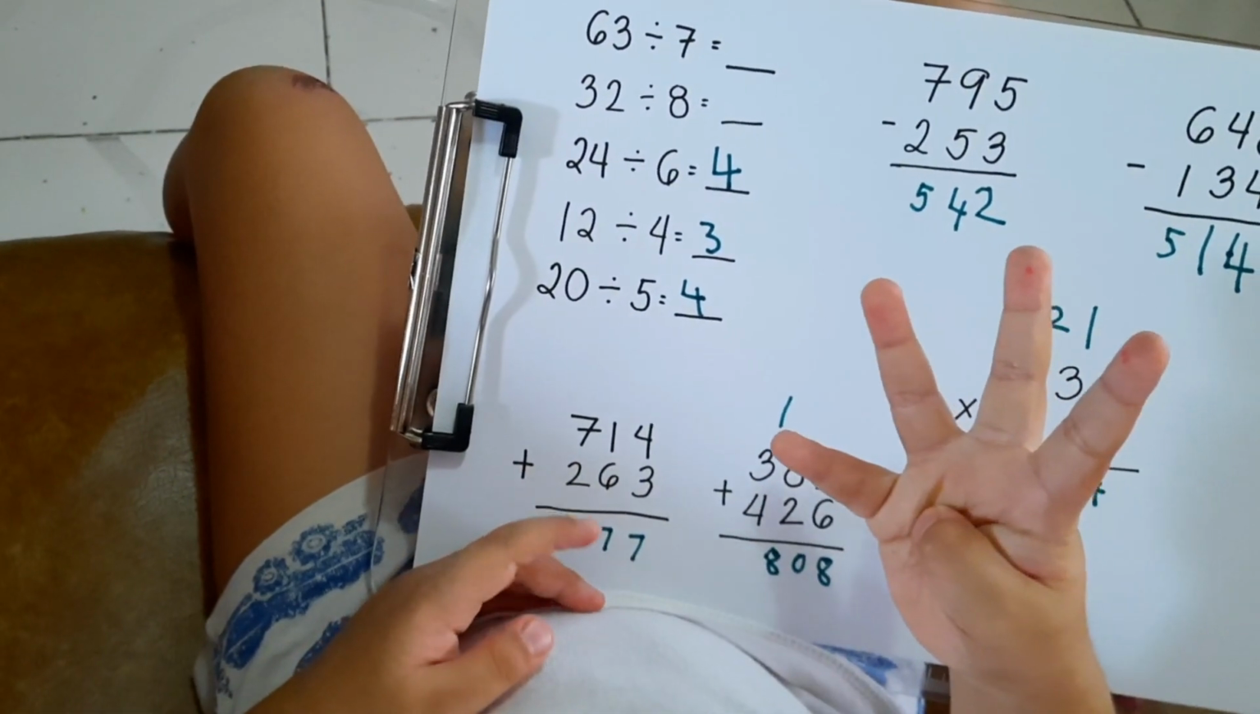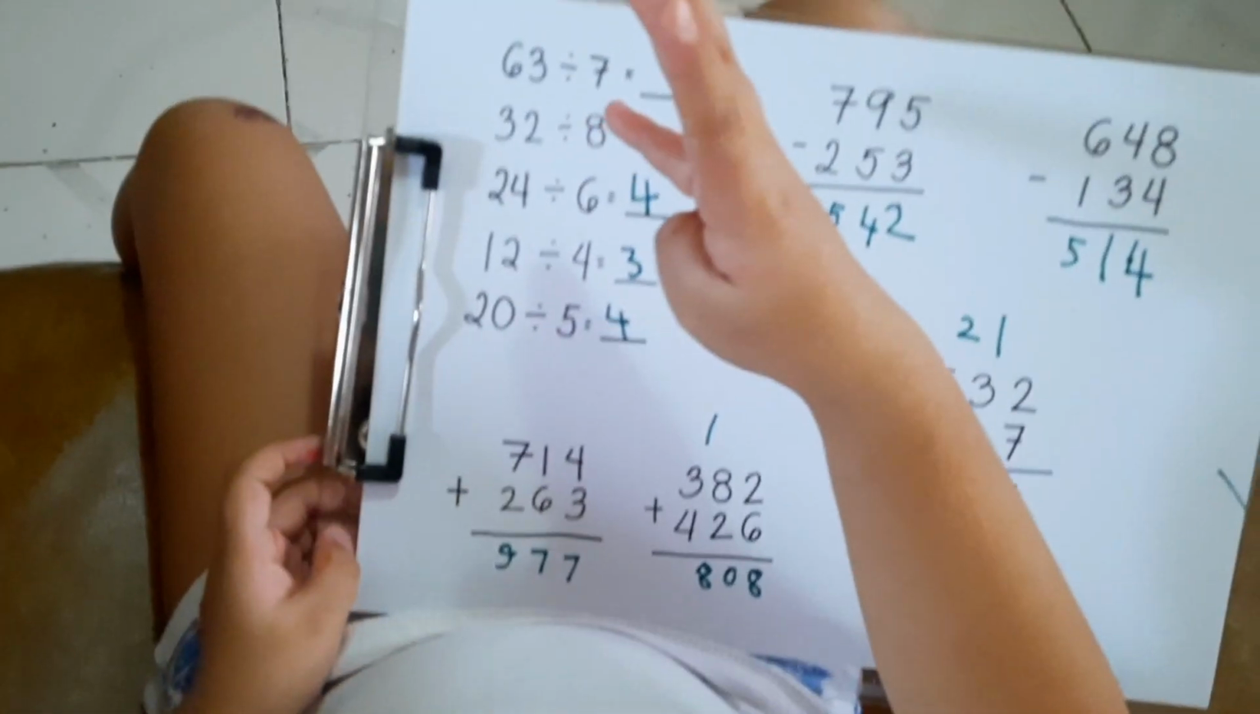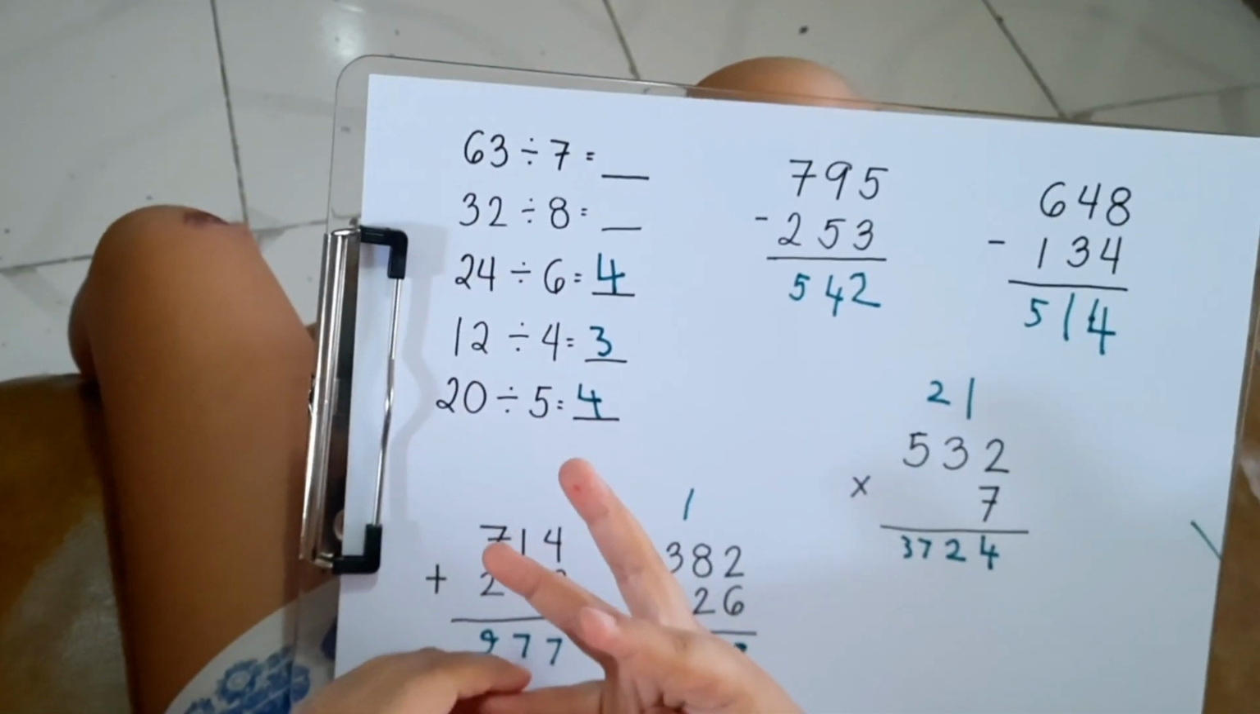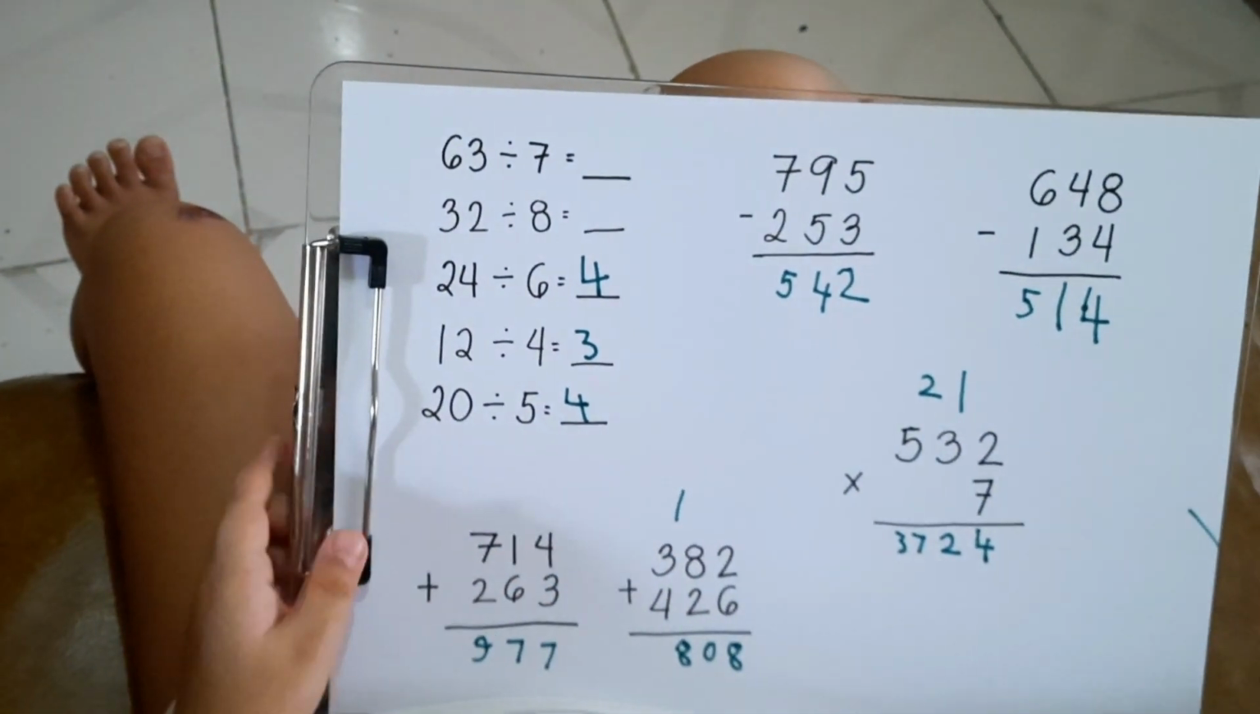It's 4. So 32 divided by 8 equals 4. It's 4.